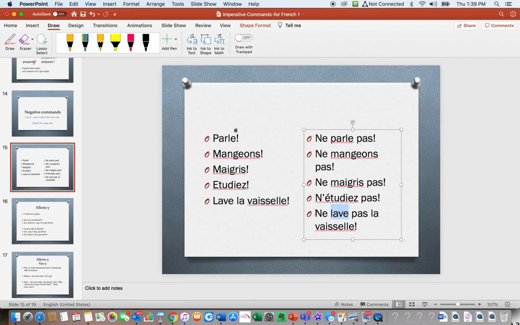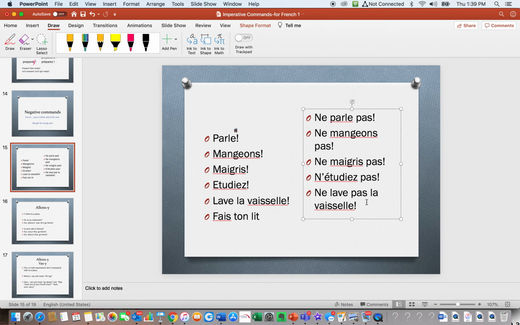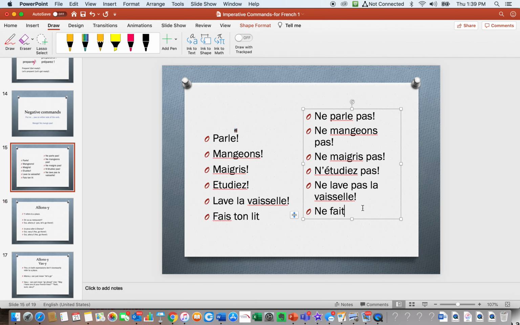So here's the verb, lave. We put ne pas on either side of the verb, and then anything else comes afterward. So if I were to say, don't make your bed, I would say, actually, I'm going to say make your bed right here. I would say, fais ton lit, right? And if I want to say, let's see if I can move this. Yes, I can. If I want to say don't make your bed, I would say ne fais pas ton lit. Ne fais pas ton lit. I put ne pas on either side of the verb, and I left everything else afterward.